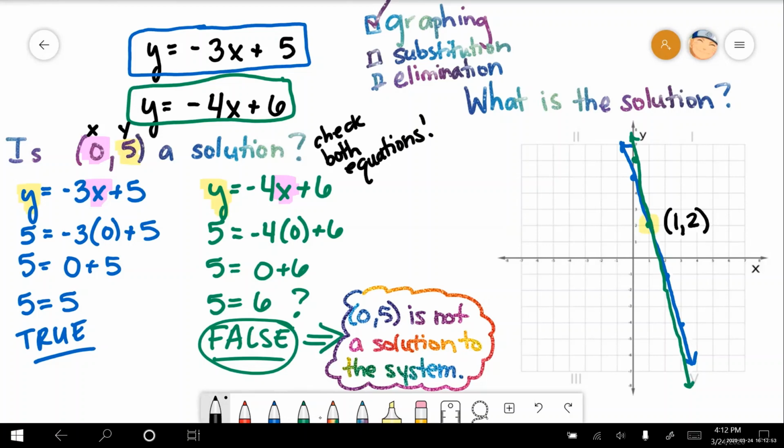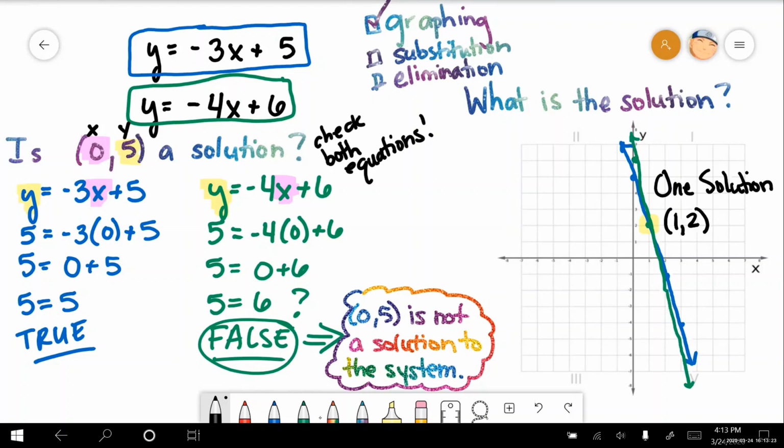In other words, if I took 1, 2 and I substituted into the blue and the green equation, it's going to come out true for both of them. And I just proved it by graphing them. So what is the solution? My solution is 1, 2. I have one solution. Okay? And so that kind of takes care of our introduction to systems of equations.